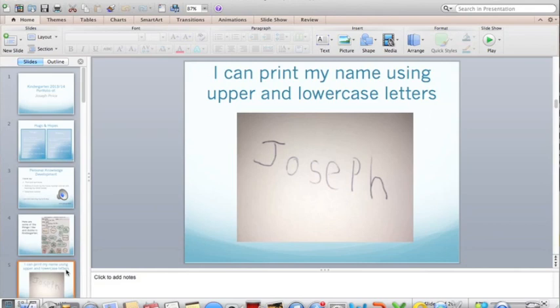Another thing that the students need to know and learn in kindergarten is how to write their name with a capital letter for the first letter and the rest in lowercase letters. So this student did a very good job. I just took a picture with my phone once again and uploaded it onto the computer and put it in that slide.